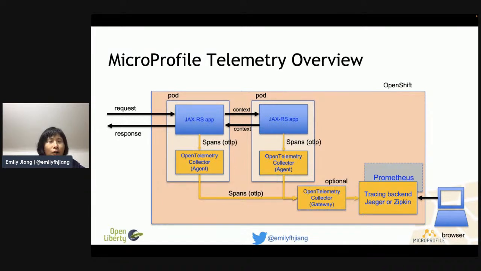The following is a quick overview of MicroProfile Telemetry. As you can see here, for example, two cloud native applications: the first one calls into the second one and returns a response. If you enable tracing, the trace and spans are automatically created and directed to the collector. Then optionally, the collector or gateway can gather everything and push it to the tracing backend, which could be Jaeger or Zipkin, and so on.